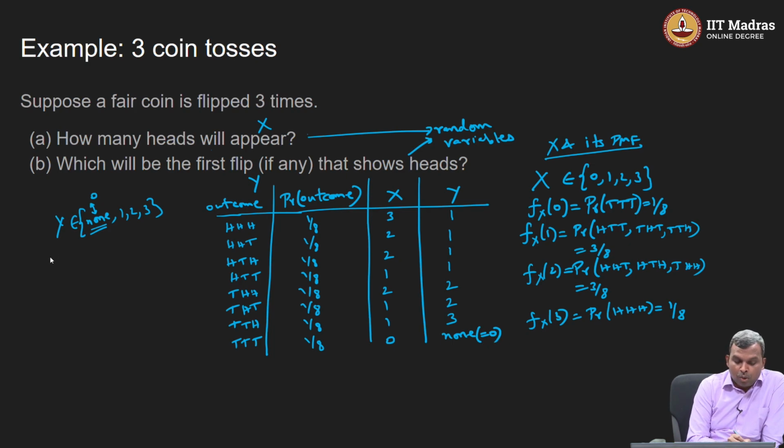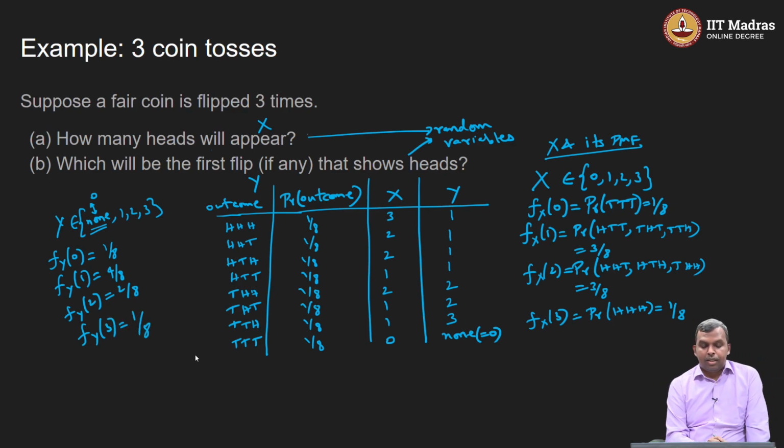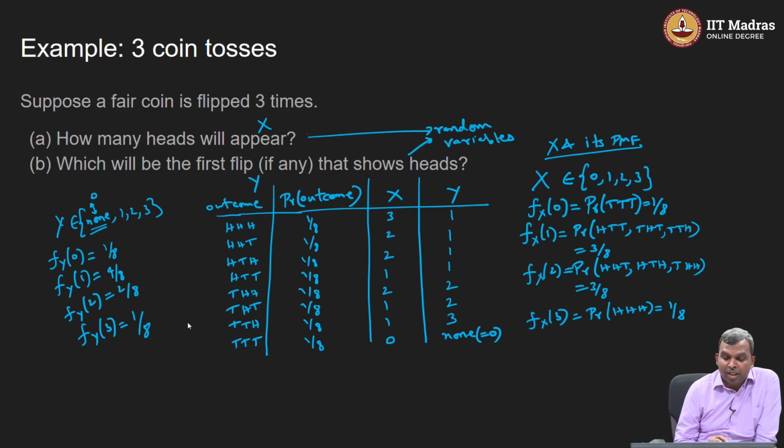So, Fy of 0 is just the probability of TTT, that is 1 by 8. Fy of 1 is the probability of the first 4 guys, 4 by 8, and Fy of 2 is 2 by 8, and Fy of 3 is 1 by 8. So, this is a way to fully specify these random variables.